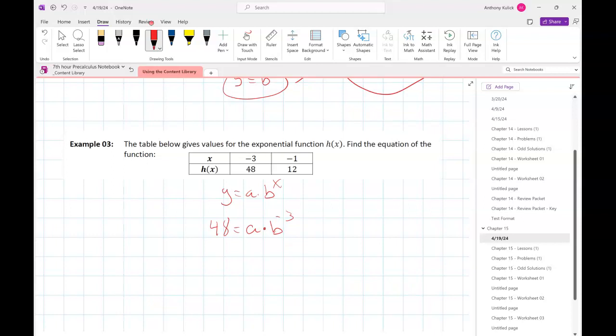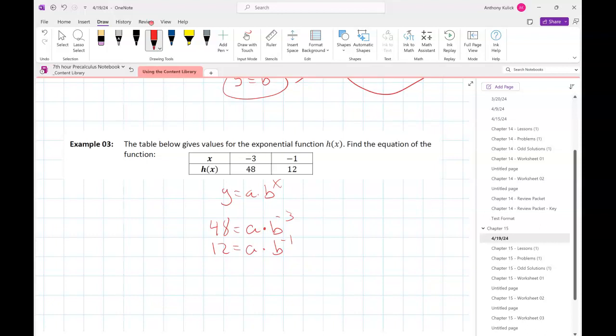What do I have? I have an equation with 2 variables in it. I can't solve that for a number with 2 variables in there. Well, what happens if I plug the other one in? Maybe that'll be better. Nope, still have 2 variables in it.